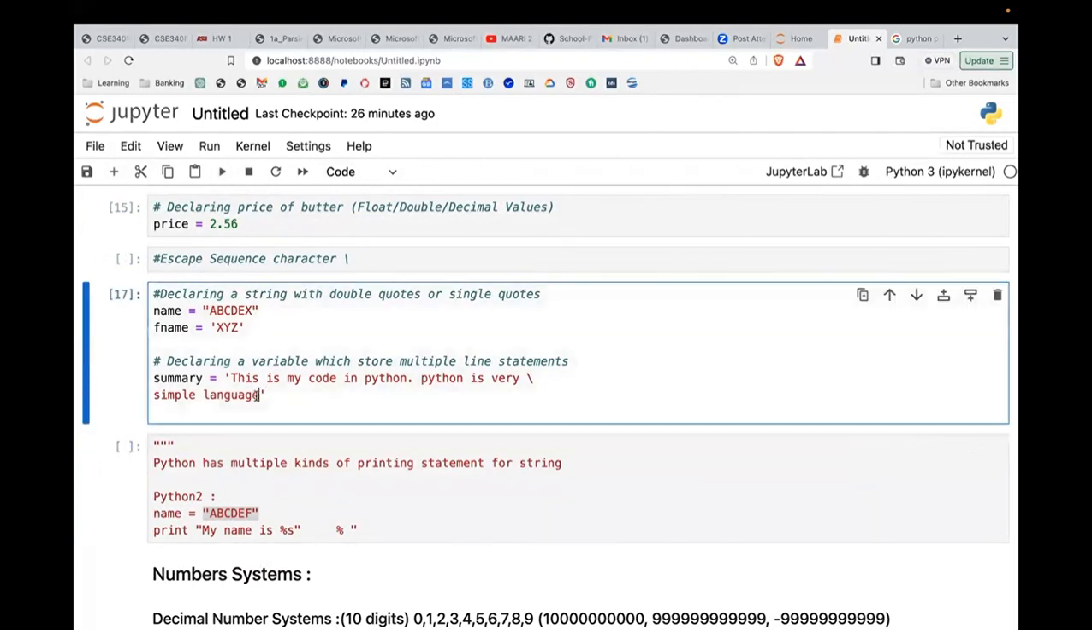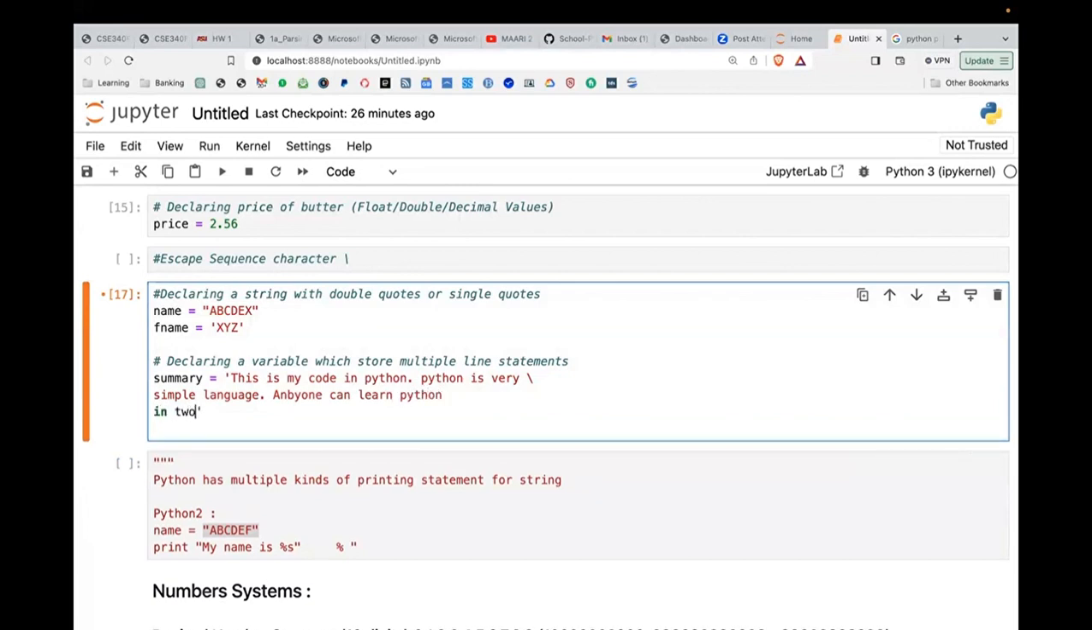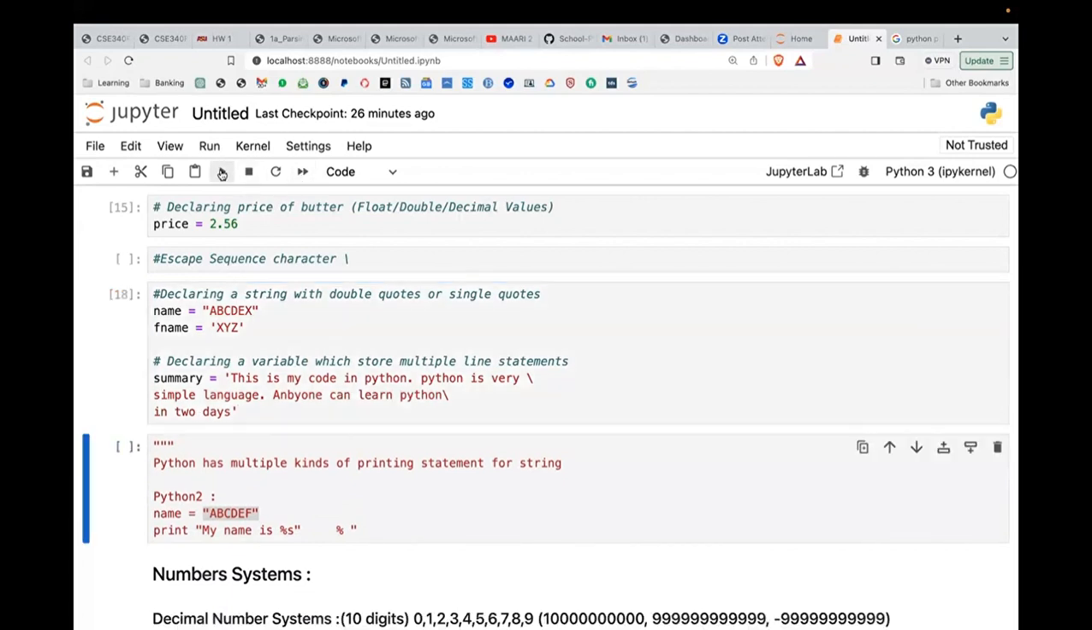Even you can type it: This is a very simple language. Anyone can learn Python in 2 days. This is actually what I wrote. Again, for the next line, what exactly do you have to do? You need to put the escape sequence here. Then it's still valid. You can just check, there is no error generation.